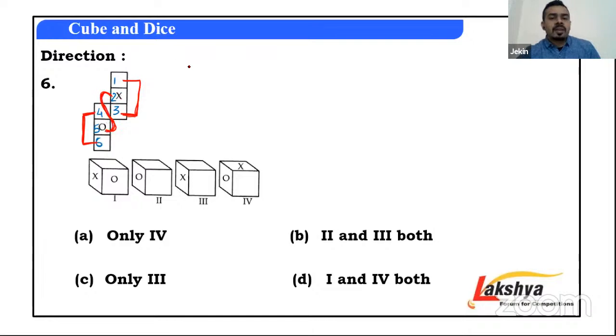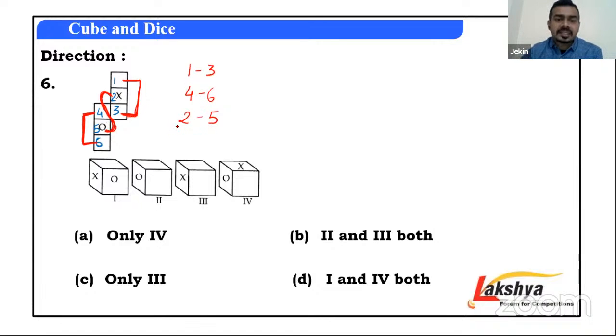What does that mean? 1 is opposite 3 in this particular diagram. 4 is going to be opposite 6 and 2 is going to be opposite 5. I hope it is clear until this point. Let me make it clearer further. All right, what is 1? A blank side. What is 3? A blank side. What is 4? A blank side. And what is 6? A blank side. Okay, so it is clear that 1, 3, 4, 6 are blank sides.